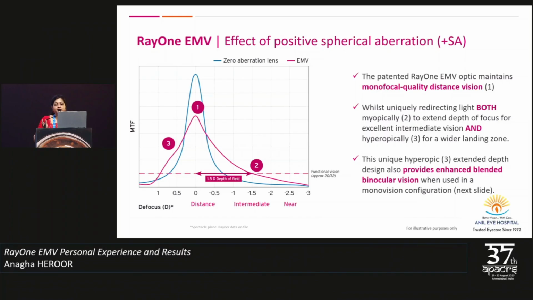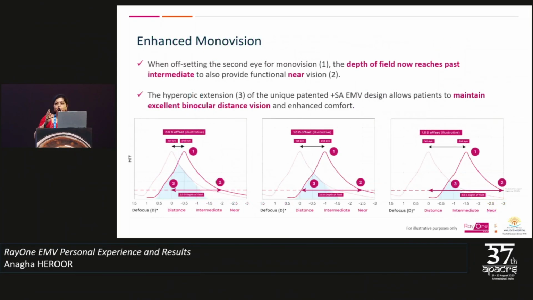Now, this effect of positive spherical aberration has an impact of very good quality distance vision, similar to a monofocal. It has a myopic direction extension, which gives us excellent intermediate vision, and a hyperopic tail, which gives us a wider landing zone. So especially if you are targeting monovision, then you can see these three scenarios. The first is the 0.5 diopter offset, the second is the 1 diopter, and then you have the 1.5 diopter offset. So the binocular distance vision remains good, the intermediate vision goes on improving, and you can get greater functional near vision.